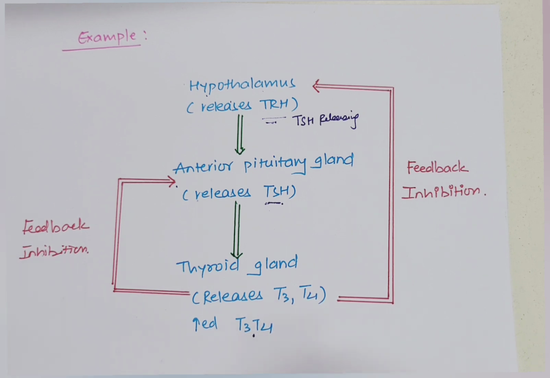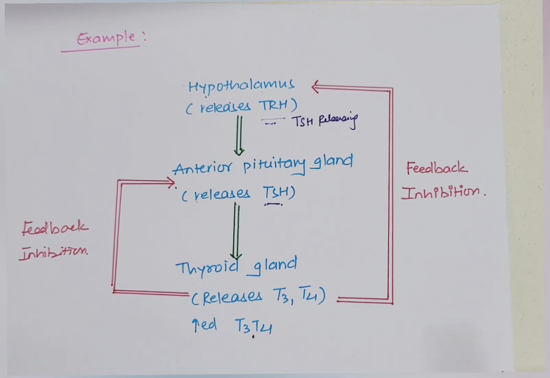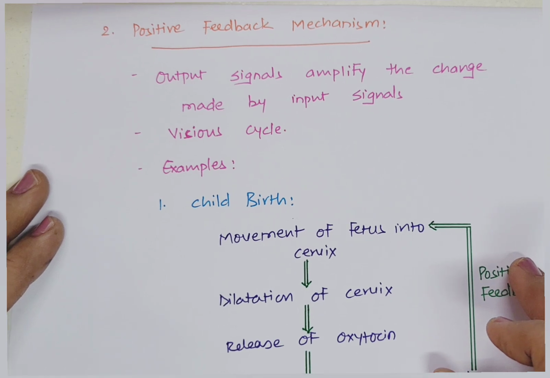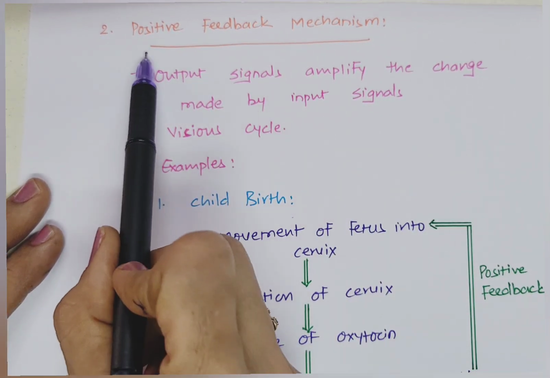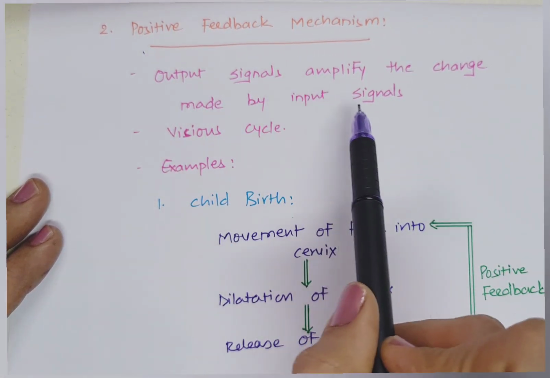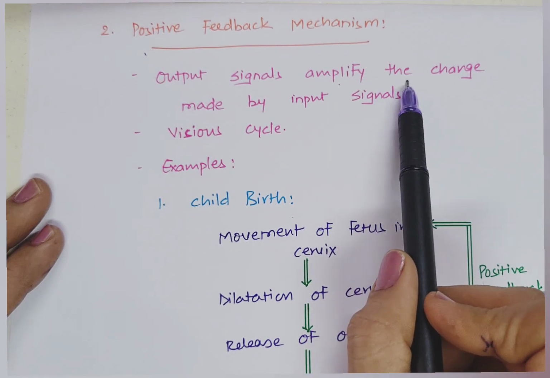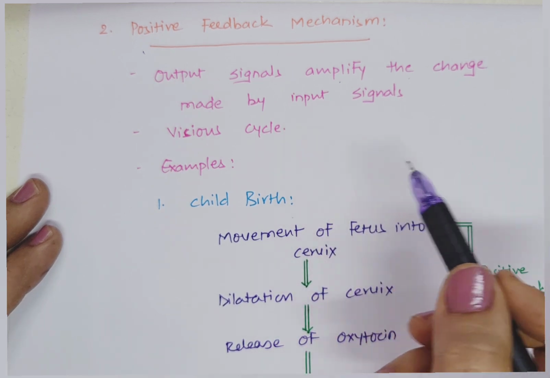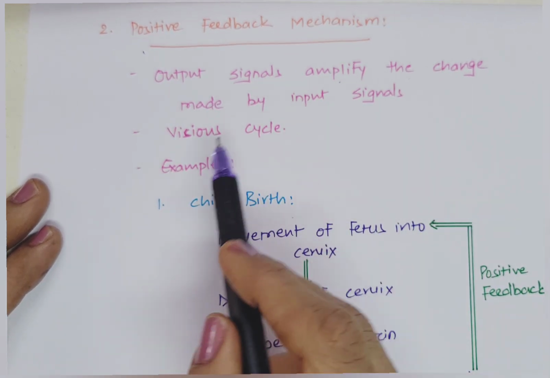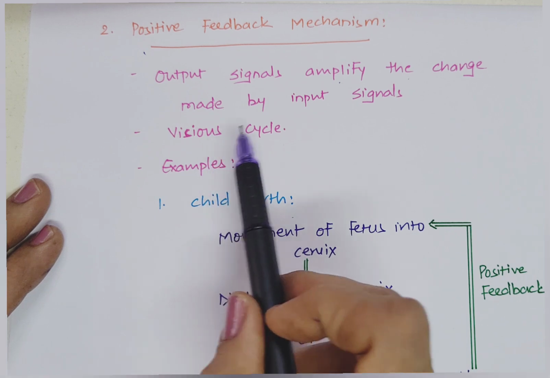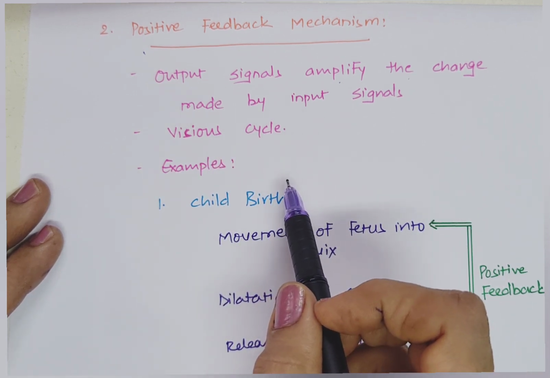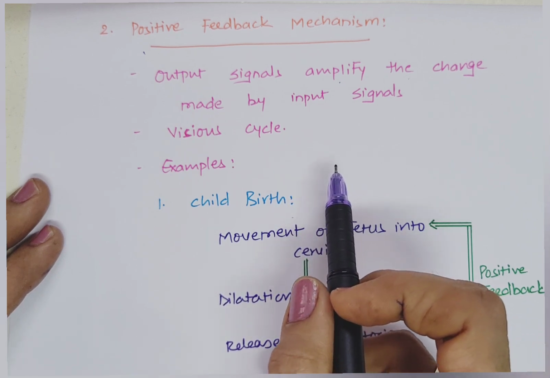Many other systems are working this way; most of our regulating systems work through the negative feedback mechanism. Now the next one is the positive feedback mechanism. Here the word itself suggests that output signals amplify the change which is made by the input signal. Okay, so output signals stimulate input, and here is a vicious cycle, meaning output excites input, input excites output. So the initial stimulus produces a response which is increased.